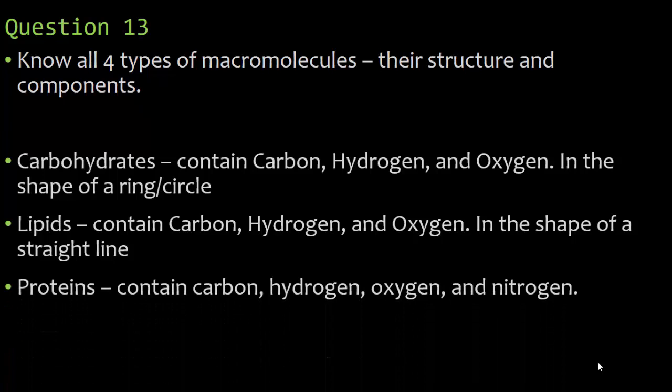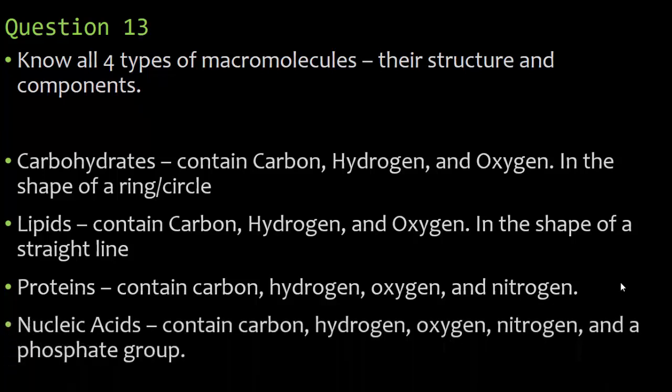And then we have proteins, which contain carbon, hydrogen, and oxygen, but it has one more thing, and that is nitrogen. So it has the same 3 elements that lipids and carbohydrates do, but it only has one extra item, which is nitrogen. And that brings us to the last point, nucleic acids. So it contains all 4 of the previous ones, carbon, hydrogen, oxygen, and nitrogen, but the one additional thing it has is a phosphate group, and nucleic acids are your DNA and RNA.